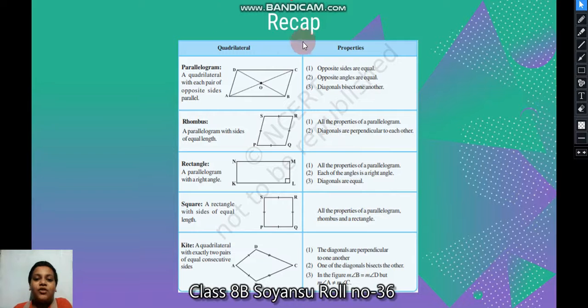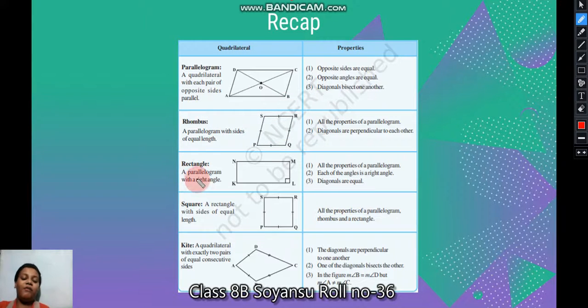Now our chapter is over. Now we will do a small recap of this. So we will learn about the quadrilaterals and their properties. Okay, we will learn about parallelogram. I have a quadrilateral which each pair of opposite sides are parallel and opposite sides are equal, opposite angles are equal, diagonals bisect one another at 90 degree. Okay, rhombus, a parallelogram with sides of equal length, all the properties of parallelogram, and also diagonals are perpendicular to each other. Here also diagonals bisect at 90 degree.